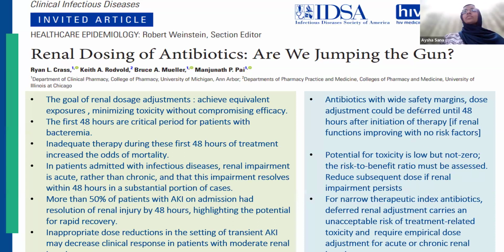For antibiotics with a wide margin of safety, dose adjustment should be deferred until 48 hours after initiation of therapy if the renal function is improving with no risk factors. The potential for toxicity is low but not zero. The risk to benefit ratio must be assessed. Reduce subsequent doses if renal impairment still persists. For drugs with a narrow therapeutic index, deferred renal adjustment carries an unacceptable risk of treatment-related toxicity, and therefore empirical dose adjustment is required for both acute and chronic renal impairment.